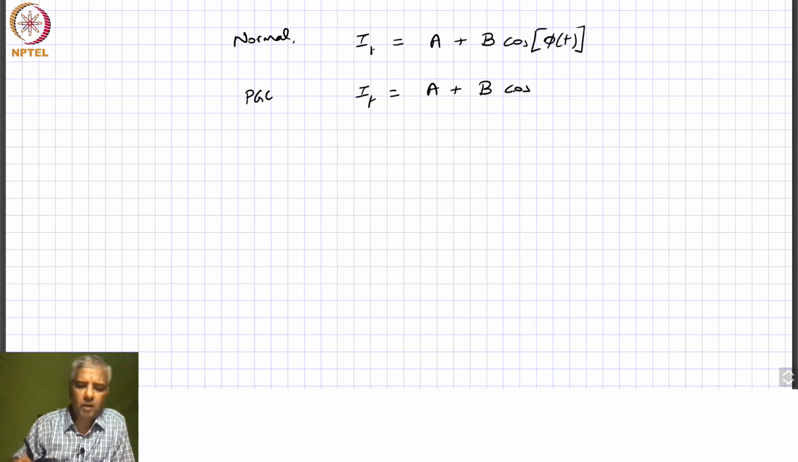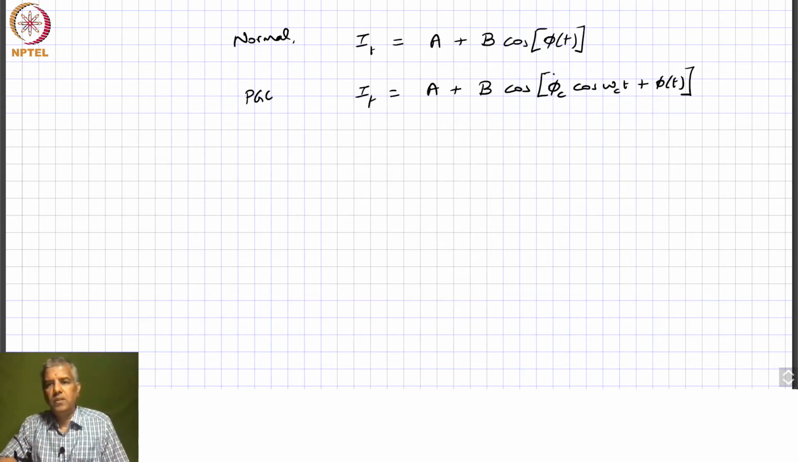along with this phi of t, what you have is phi c cos of omega c t plus phi of t, okay. So, you have this sort of a signal, okay. Now, if you take a closer look at this, what we have is a cosine of a cosine, okay. So, when you do a cosine of a cosine, what you essentially get is the Bessel components, okay.